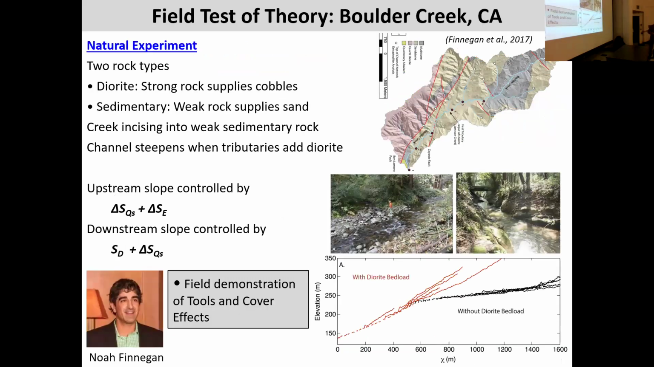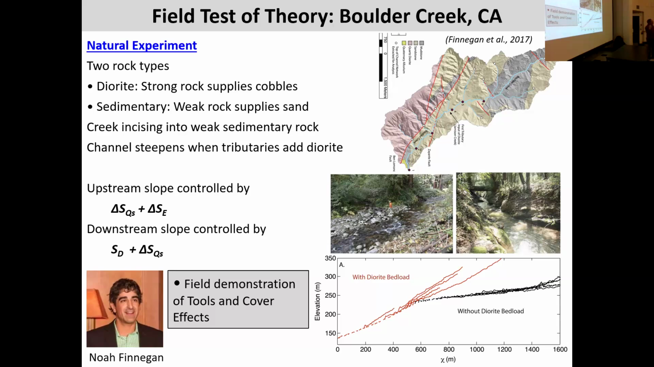Okay, so people tested this idea. Noah Finnegan at UC Santa Cruz found a really neat natural experiment in a place called Boulder Creek. This is a map, the geology map in the upper right corner, where that pink material is granitic and everything else is weak sedimentary rocks. And so the river is flowing in the weak sedimentary rocks the whole way.